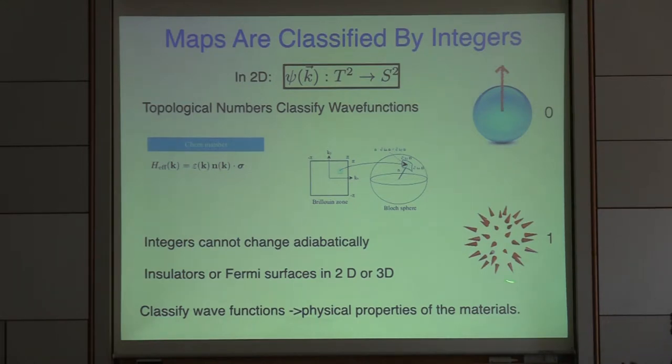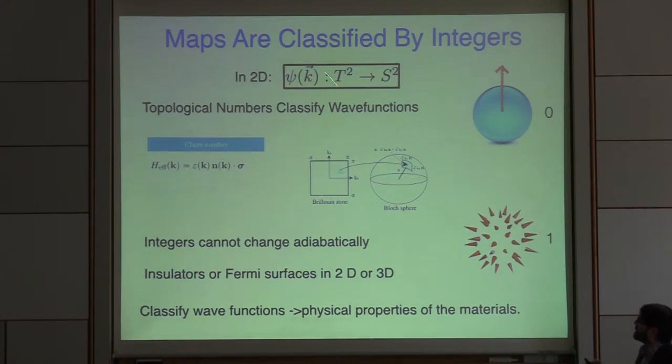The other map where this wave function does something is winding number 1. And as I change the momentum through the whole Brillouin zone, this map covers the whole of the sphere. Now, the properties of these two integers are very fundamental, because integers are not adiabatically connected. I cannot get from here to here by adding infinitesimal numbers. And that means, in physical terms, that to get from here to here, I need to close the bulk gap or do something critical to the system.